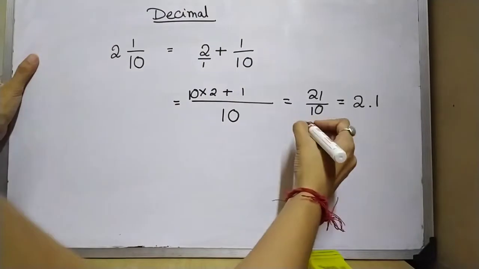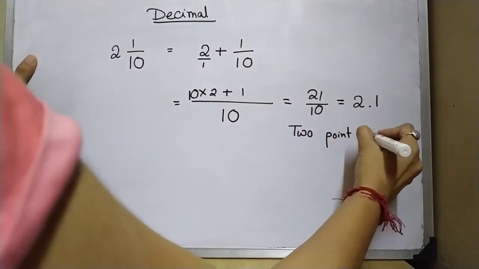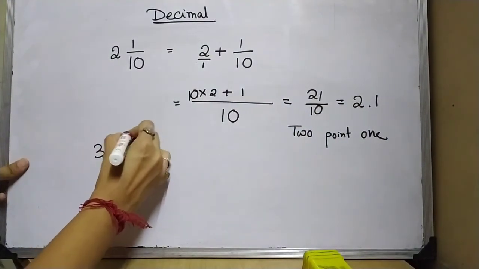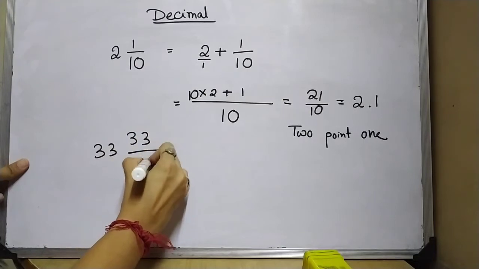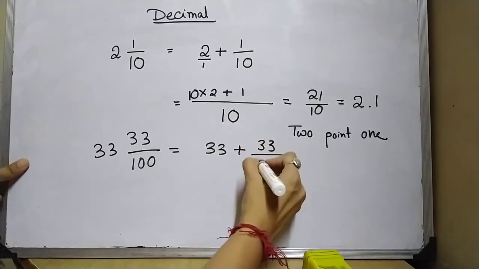So how will we write this? We will write 2.1, just like this. Now take a different number like this. Okay, the same thing we will do: 33 plus 33 by 100.